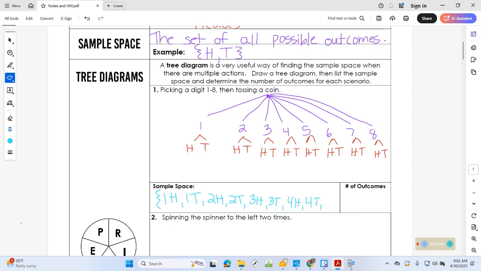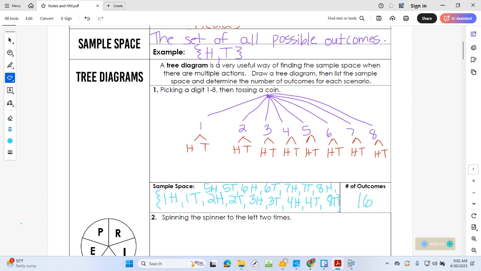I'm going to go up top because I'm running out of room. 5 heads, 5 tails. That's our comma there. 6 heads, you got it, 6 tails. We're having so much fun. 7 heads, 7 tails. And I'm going to try to cram 8 in here. 8 heads, 8 tails. Okay, all right, count them for me. How many total outcomes do we have? 16. Now, questions for you.